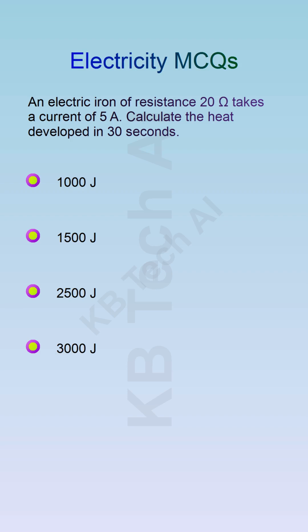An electric iron of resistance 20 ohms takes a current of 5 ampere. Calculate the heat developed in 30 seconds. Option 1, 1000 joule, option 2, 1500 joule, option 3, 2500 joule, option 4, 3000 joule. The answer is, option 4, 3000 joule.